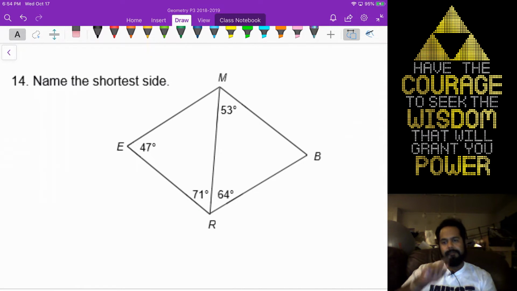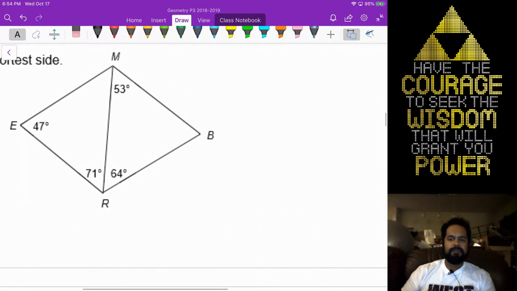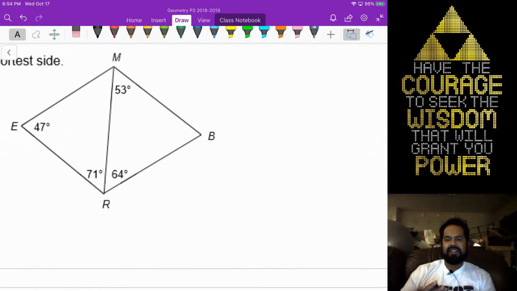Naming the shortest side. We had a fun one trying to explain this in class, and I understand that this is somewhat of a difficult concept. So one way that we could try this is we could make up numbers. But before we do, we need to find all of the angles that are missing in our triangle. We got to find angle B, and we got to find that corner of angle EMR. Okay. So you can do this along.